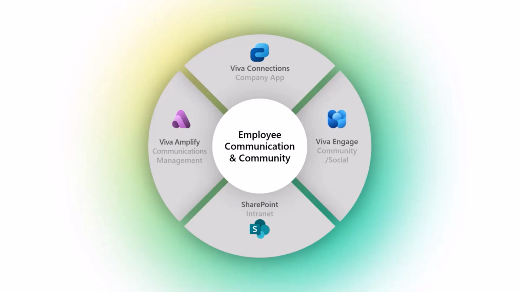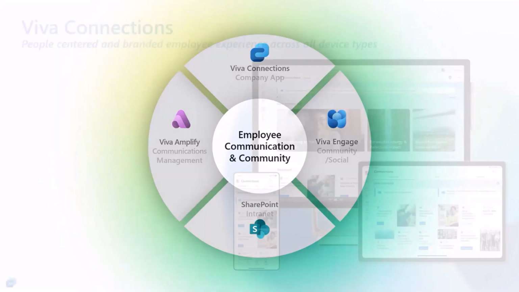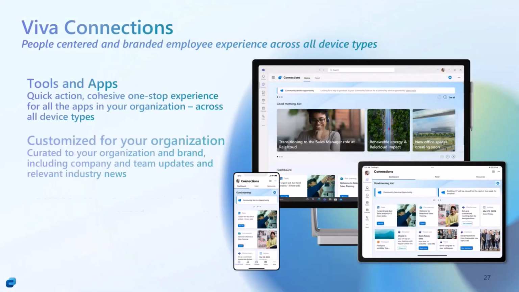We, as Microsoft, we're really good at renaming and repackaging stuff, but the functionalities themselves will remain and definitely be available. So we have SharePoint, which is for intranet. We have Viva Amplify, which is for communication management, so basically publishing, doing campaigns and all of that. We have Viva Engage, which is community and social, and Viva Connections is really the company app. And with company app, we mean that it's a company application targeted for the user.